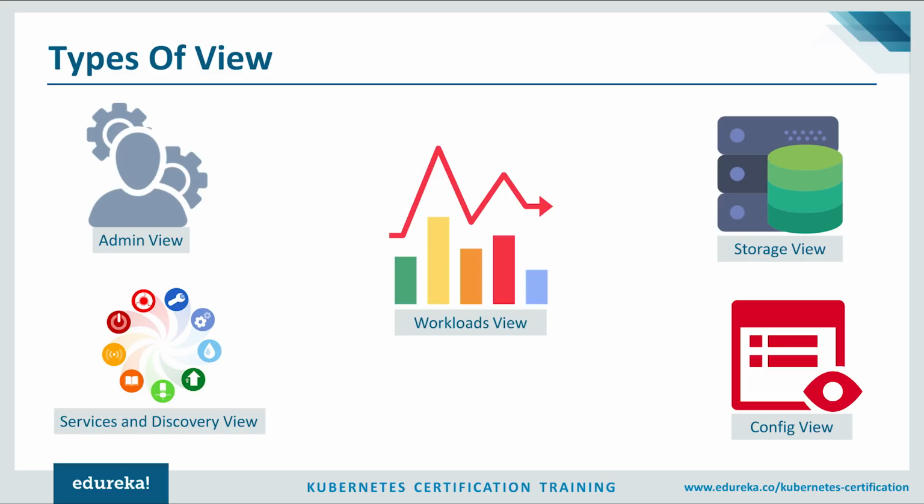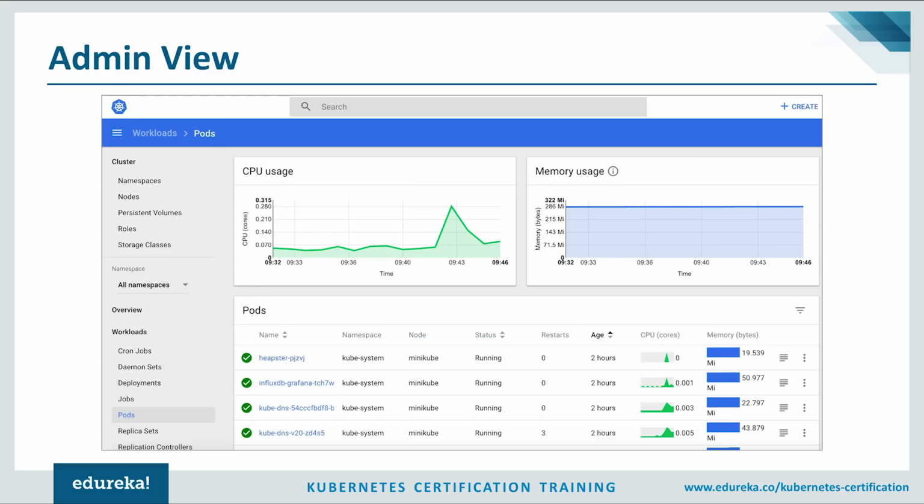So as I was talking about views, the different types of views that we have are the admin view, the workloads view, the services and discovery view, the storage view, and the config view. Starting with the admin view: the admin view is basically for the view of the cluster and namespace administrators. It lists the nodes, namespaces, persistent volumes, and has details views for them. The node list view contains the CPU and the memory usage metrics aggregated across all the nodes.